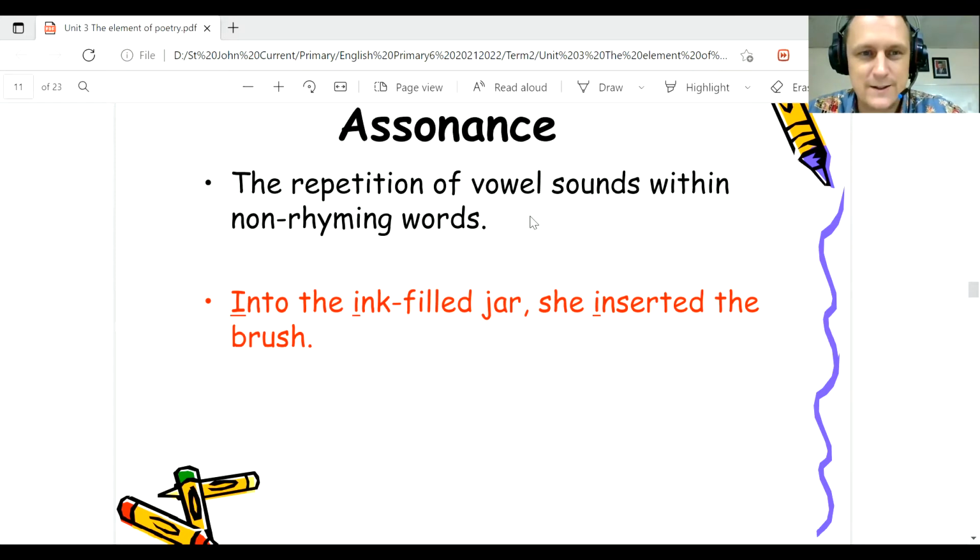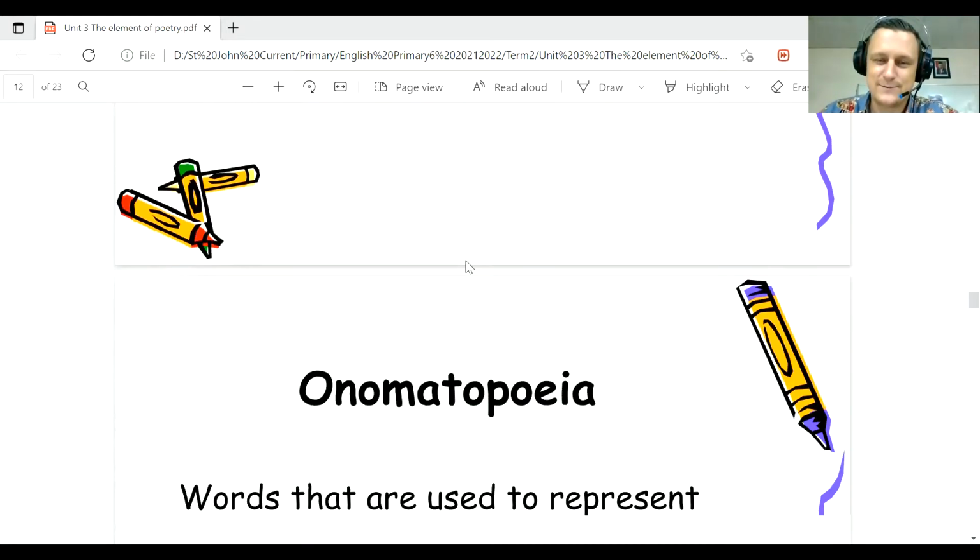Assonance. The repetition of vowel sounds. See, into the ink, filled jar, inserted. Yeah, you get it, right?